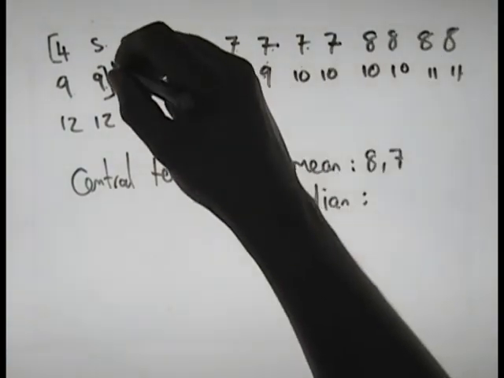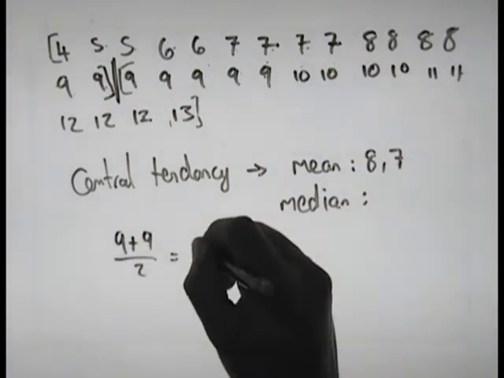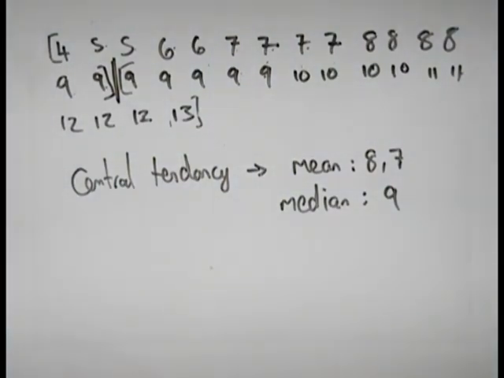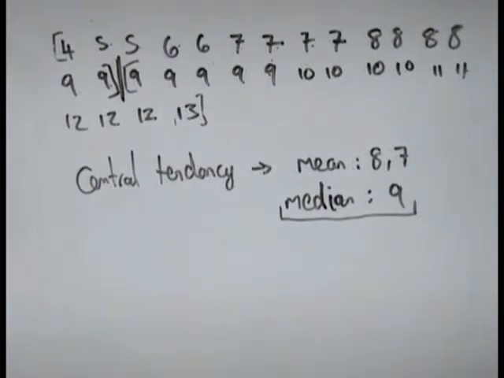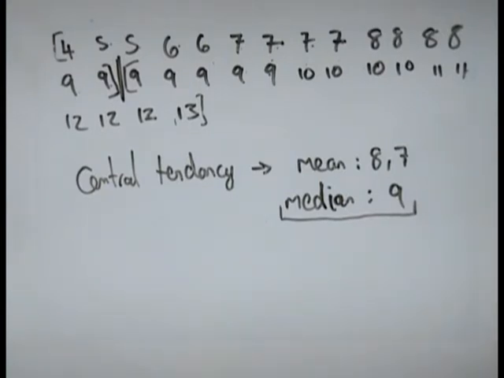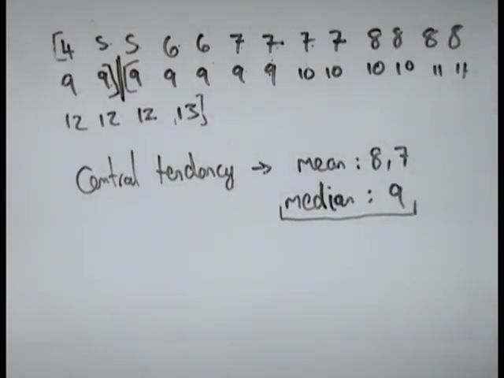That means that my median is going to go right in between, which is going to be 9 plus 9 over 2, which is 9. My median is 9. Now, which one is better to use, the mean or the median? With this data set, the mean is going to be 8.7, which we can round off to 9. However, that's not going to be very accurate. The median, on the other hand, gives us 9. This is the middlemost number, which is a more accurate measure of central tendency in this example.